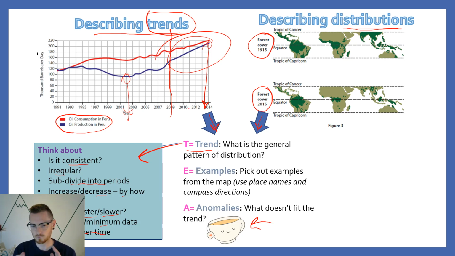Okay, so use the think about section to think about trends that are appearing, either on a describe the trend or describe the distribution question. Next, whatever trends you are able to pick out, back them up with a specific example from the resource, whether it's a graph or a table or a map. Use whatever specific geographical information is given to you.